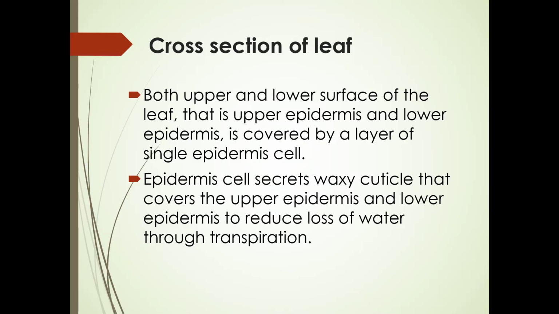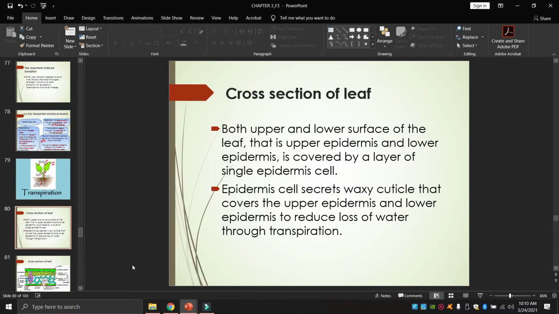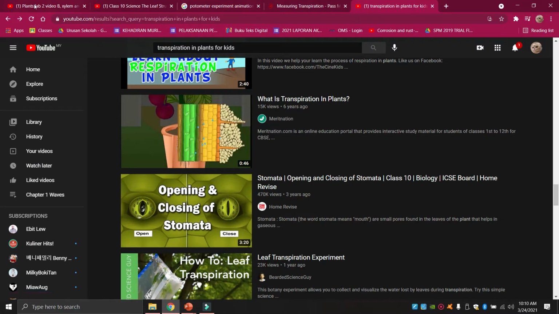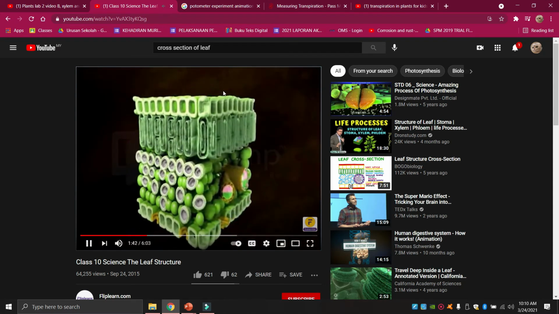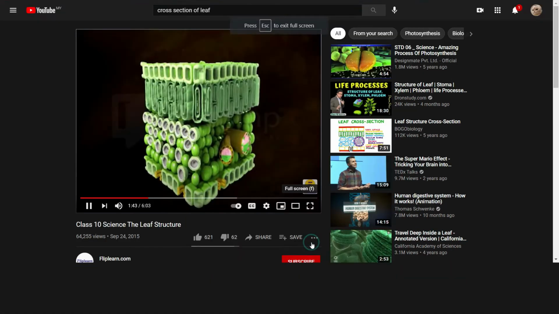Okay, so we have to see the cross section of a leaf. Before I explain to you, let's see one video about the structure or the cross section of a leaf. Let's have a look at the internal structure of a leaf.